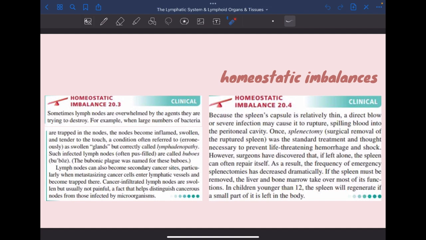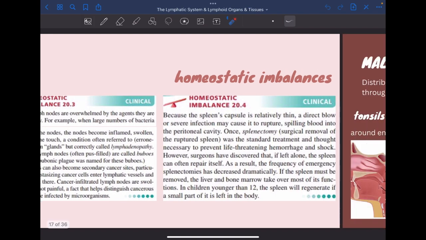But it was discovered that spleens can actually heal on their own. They repair themselves, so they're basically left alone to heal. But in severe emergencies, if the spleen has to be removed, the liver and the bone marrow can take over the function. So these are the first two organs. We spoke about the lymph node and we spoke about the spleen.